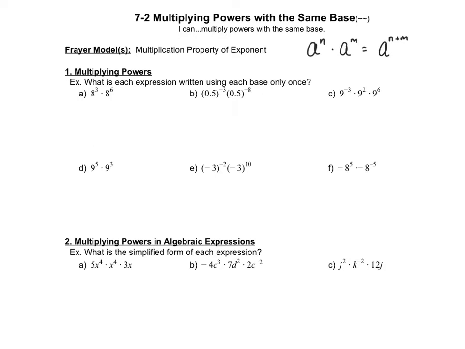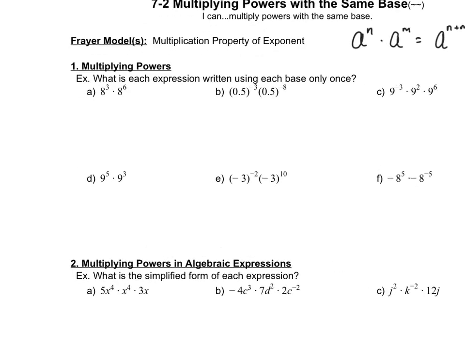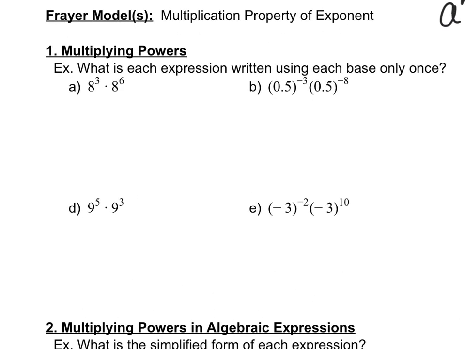So as we look at multiplying powers, what is each expression written using each base only once? In A, we have 8 to the third times 8 to the sixth. My bases are the same, so we are going to add our exponents. That would be 8 to the third plus sixth power, which is 8 to the ninth. 3 plus 6 is 9. Again, it's not asking me to simplify that. I could multiply that out or put it in the calculator and get the number, but it's asking me to simply write this using just one base.